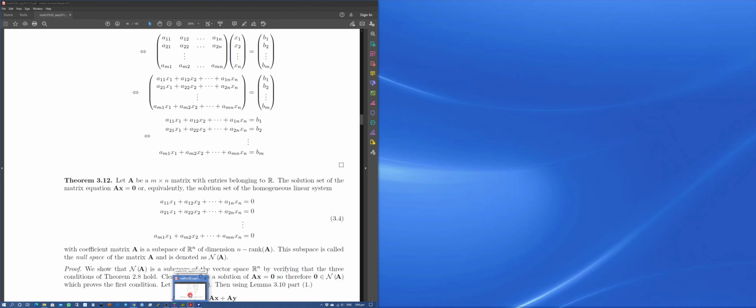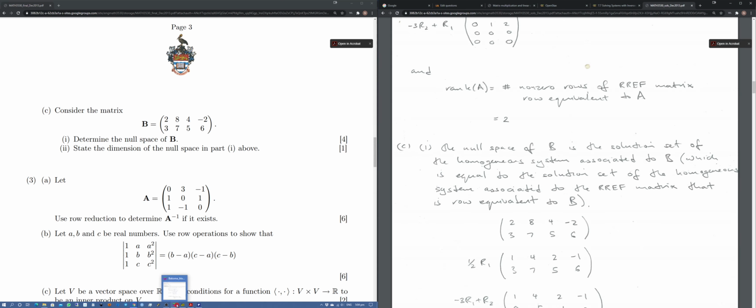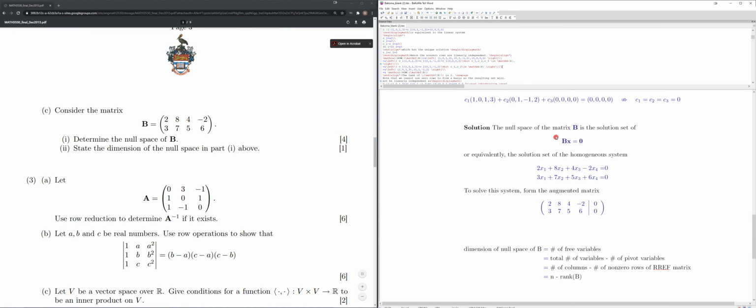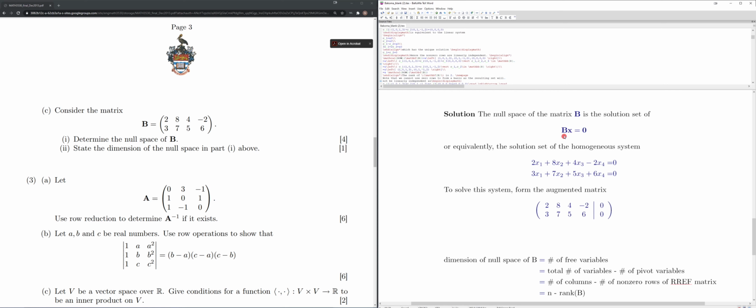Okay, so what is the null space? The null space is the solution set of your matrix equation Bx is equal to 0, where x is a vector of unknowns. Or equivalently, as we just saw, you can multiply this out to get a homogeneous system. So the null space of your matrix B is the solution set of this matrix equation, or equivalently, the solution set of the homogeneous system that you get by doing your matrix multiplication on the left hand side and then taking the equations from that.